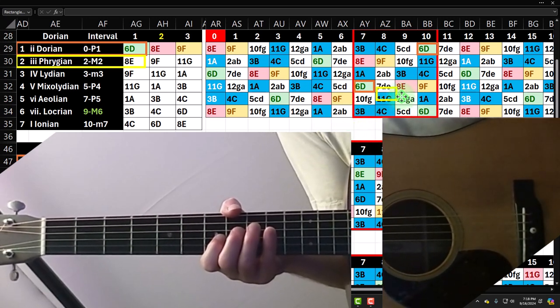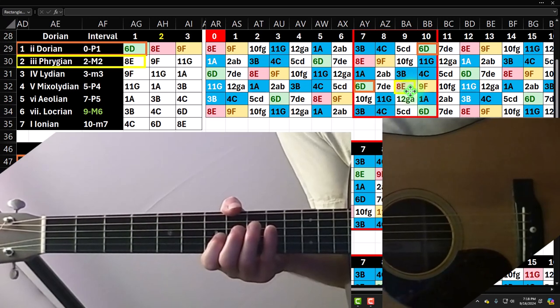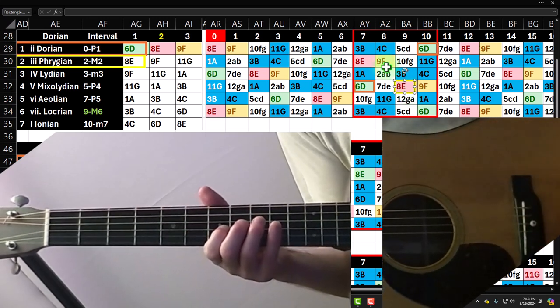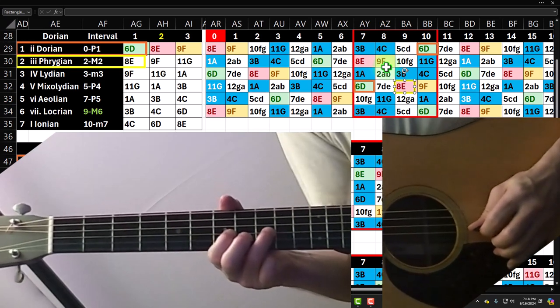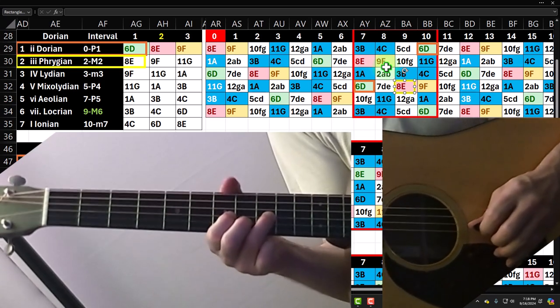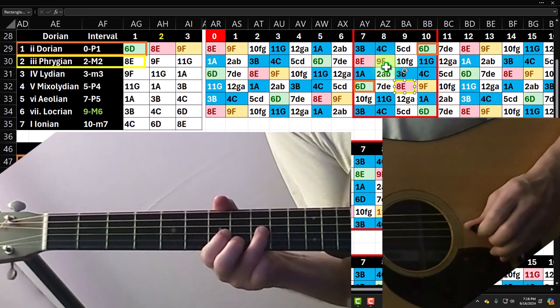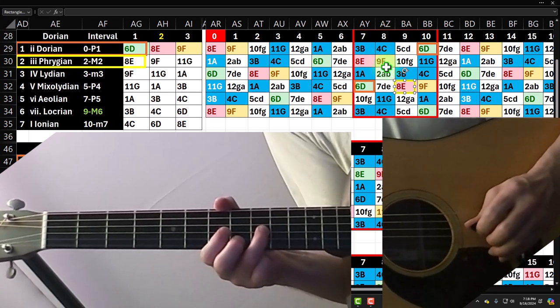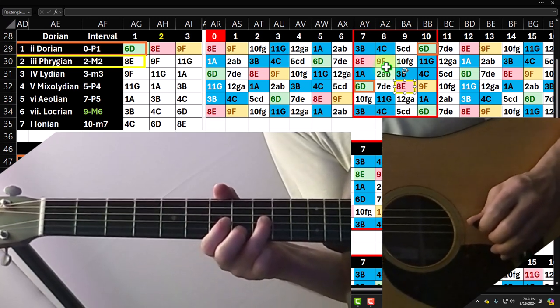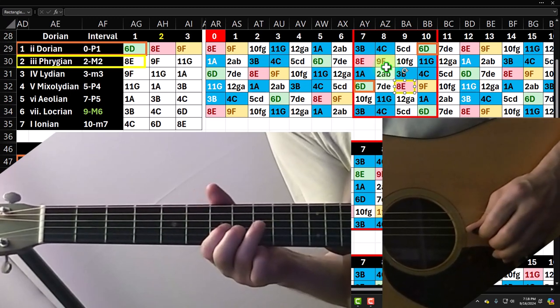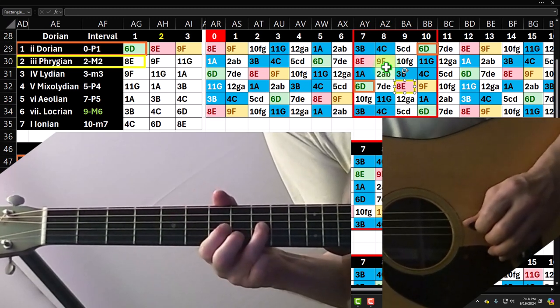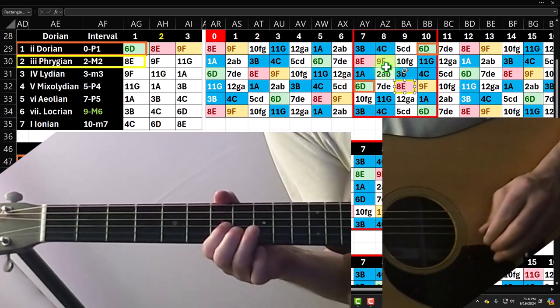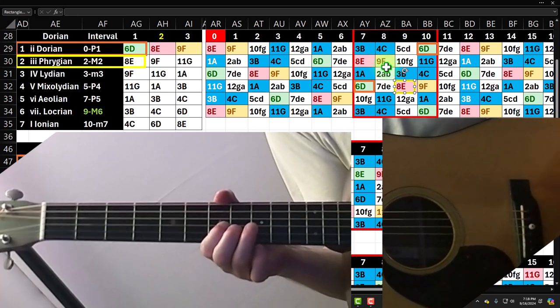Now we're on the Dorian. The second would be from here to here. The second of the Dorian is a two note away major second. The inverse of that would be 12 minus 2, a 10 note away minor 7. So if I go from D to E, two note away major second. E to D, 10 note away minor 7.